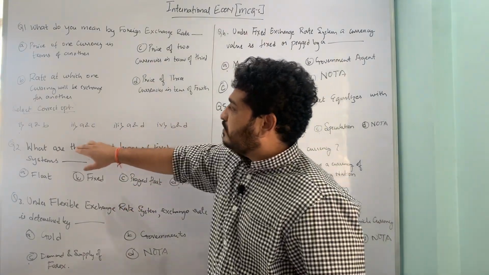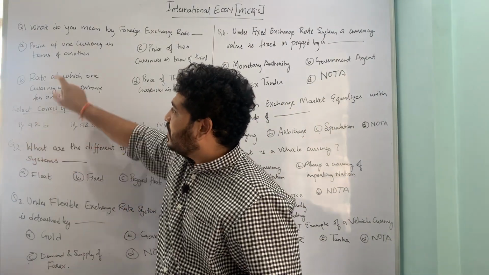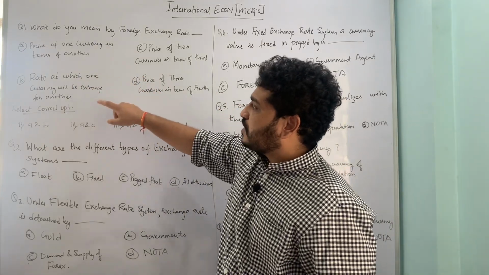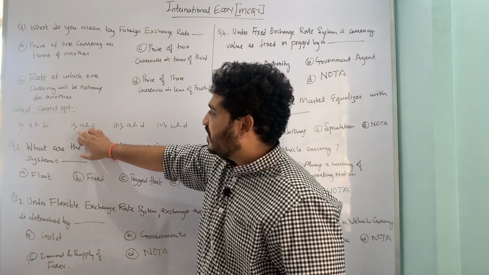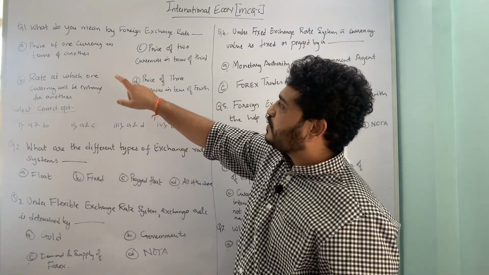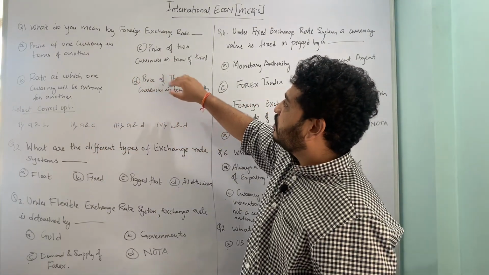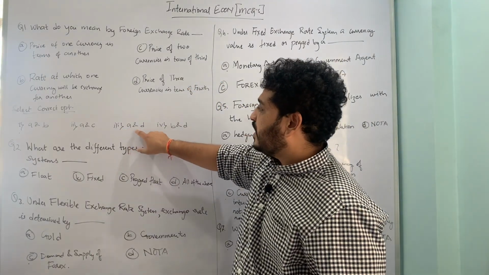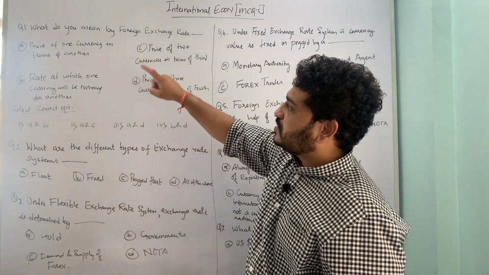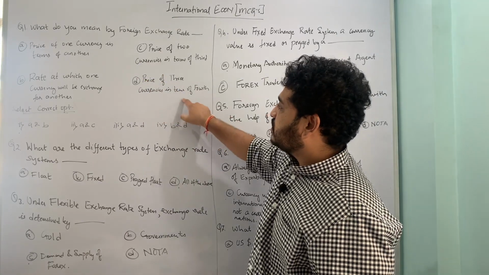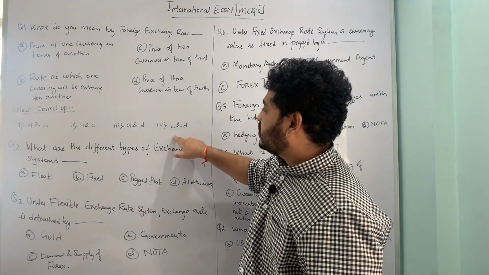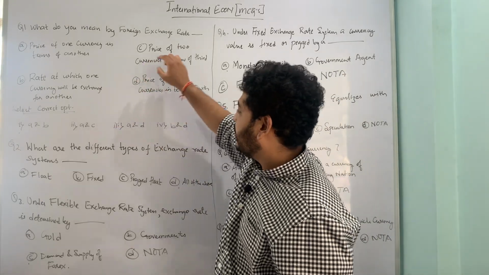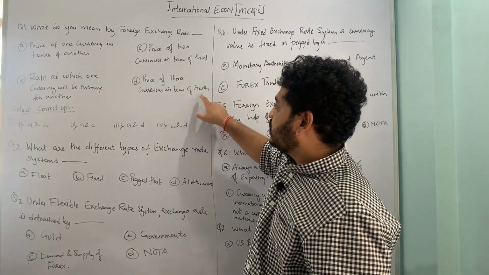So here the first option is A and B, that is price of one currency in terms of another, as well as rate at which one currency will be exchanged for another. Then we have A and C, the second option, that is price of one currency in terms of another and price of two currencies in terms of third. Then the third option, A and D, that is price of one currency in terms of another and price of three currencies in terms of fourth. And the last option is B and D, which is rate at which one currency will be exchanged for another and price of three currencies in terms of the fourth.